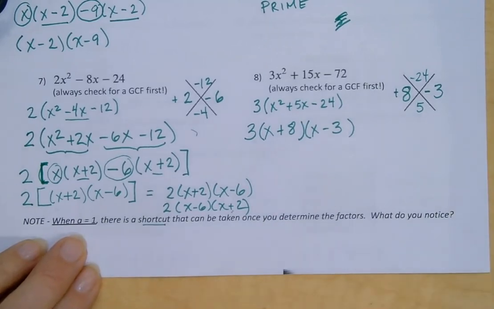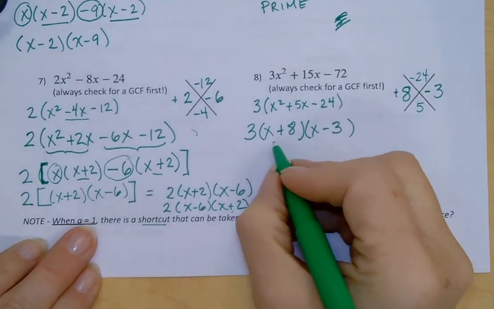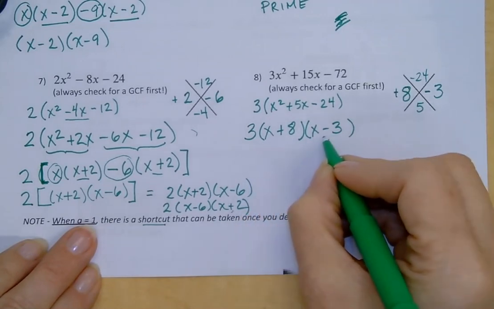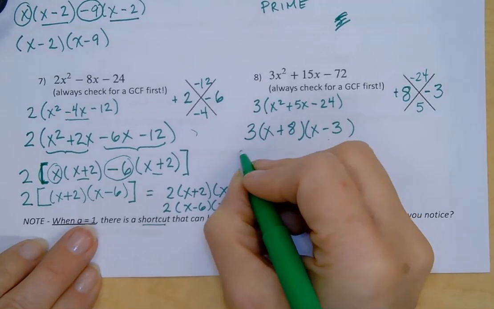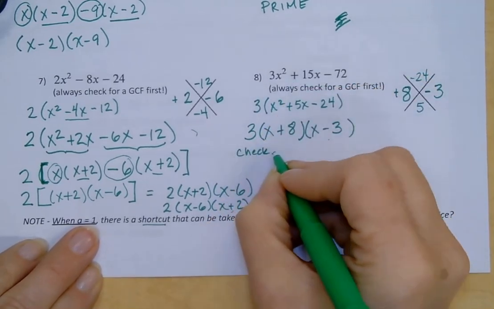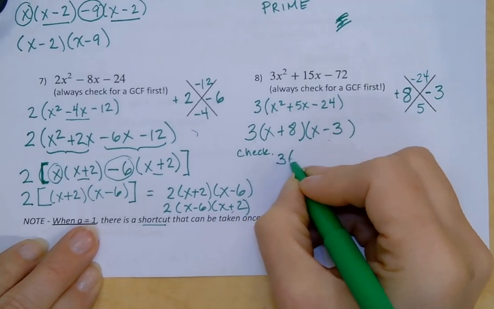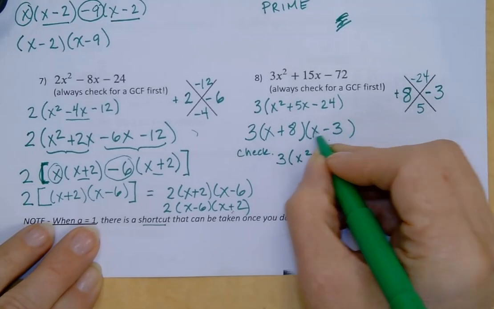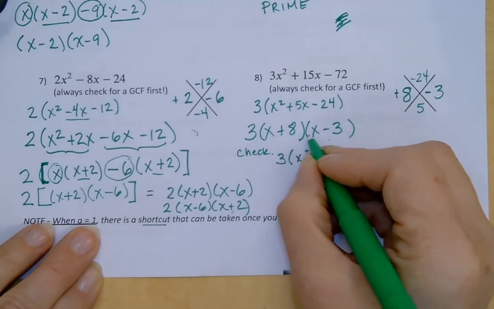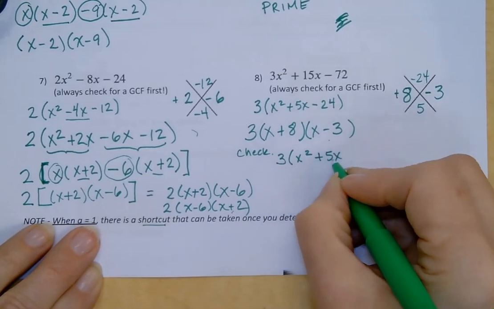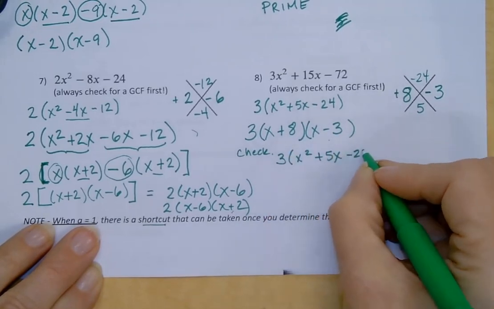Okay, if you want to check your work here, here's what you're going to do. First multiply your binomials. If I'm checking to make sure I get back to the original trinomial, first I'm going to say 3 times. Now I'm going to do FOIL. x times x is x squared. Negative 3x plus 8x is 5x, and then 8 times negative 3 is negative 24.